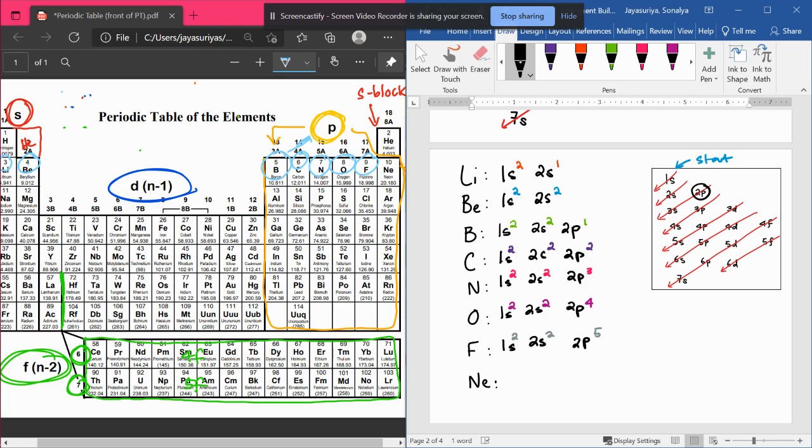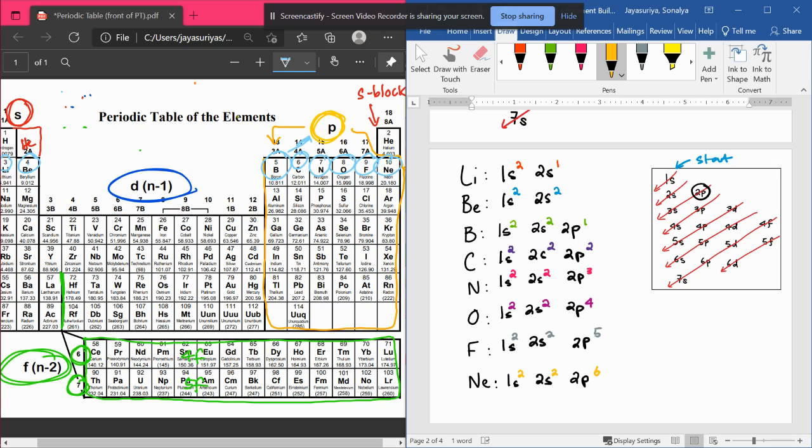Okay, now neon is still in the second period. It's still in the p block, so it's still 1s, 2s, 2p. Then let's use yellow. I'm going to put 10 electrons, 2 here, 2 here, that's 4. 6 more will make it 10. Okay? So those are the electron configurations of all second period elements.